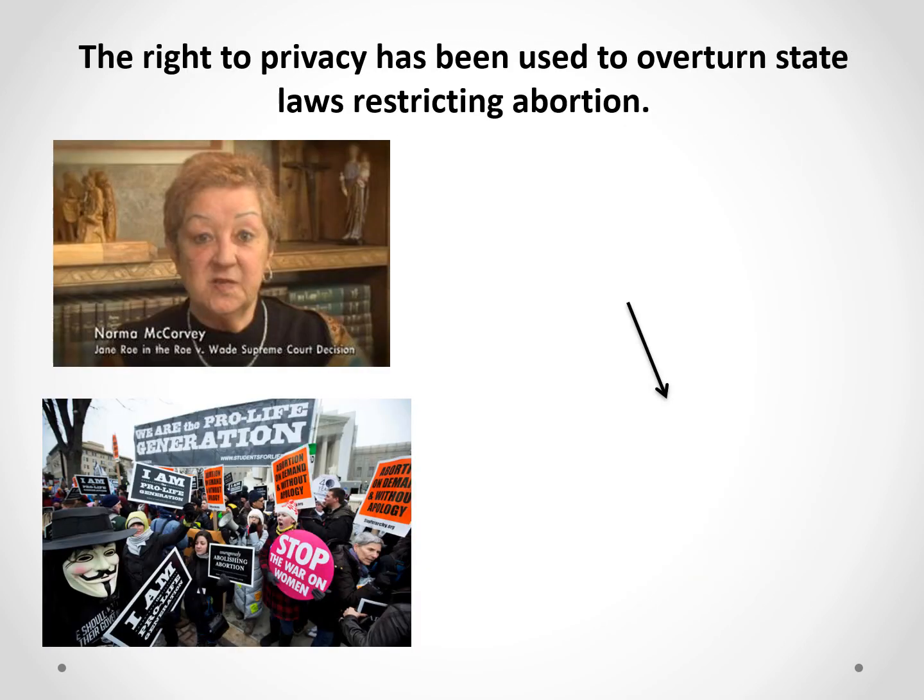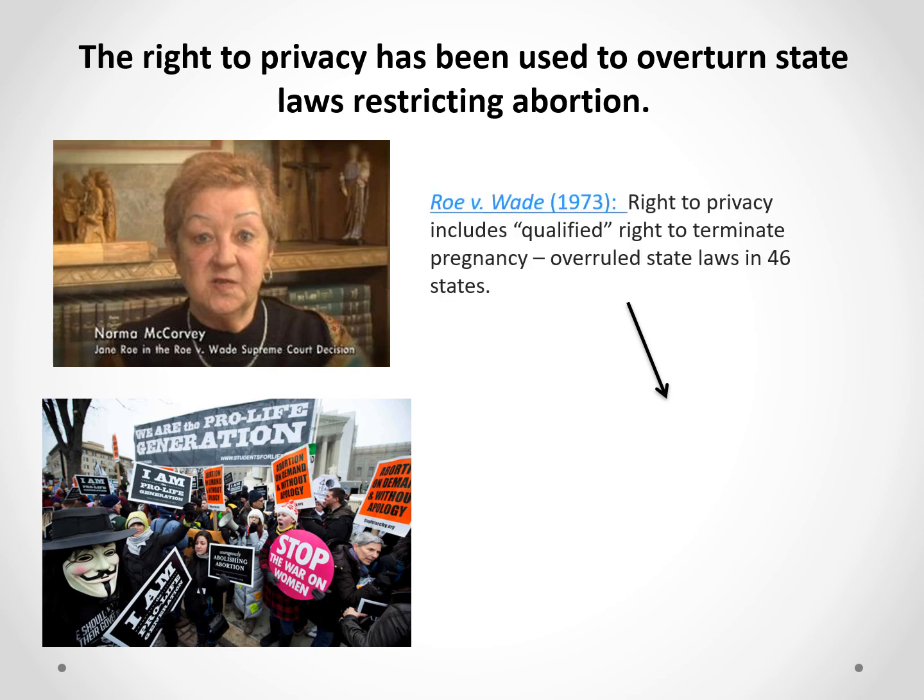Okay, let's talk about Roe versus Wade. Less than 10 years after the Griswold case, where the new right to privacy was used to strike down a Connecticut law outlawing the use of birth control by marital couples, we have a decision, Roe versus Wade, 1973. The right to privacy includes a qualified right to terminate your pregnancy.